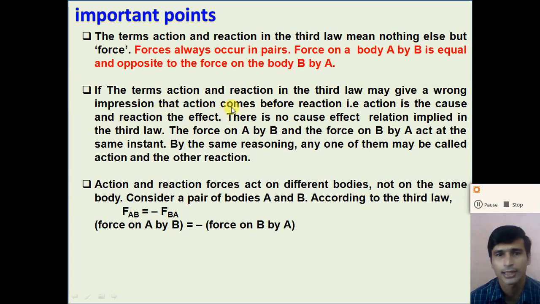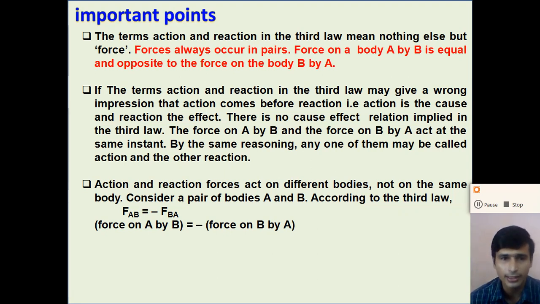The terms action and reaction in the third law may give a wrong impression that the action comes before the reaction, that action is the cause and reaction is the effect. There is no cause and effect relation implied in the third law. It does not mean the action force occurs first and the reaction force is the effect of the action. Sometimes the reaction force occurs first and then the action occurs.